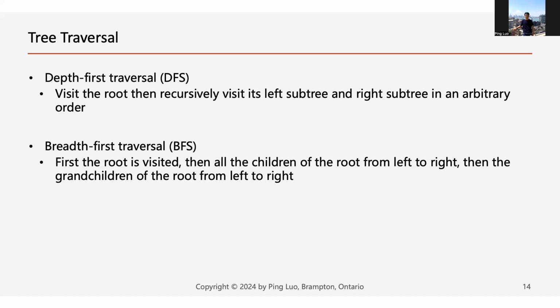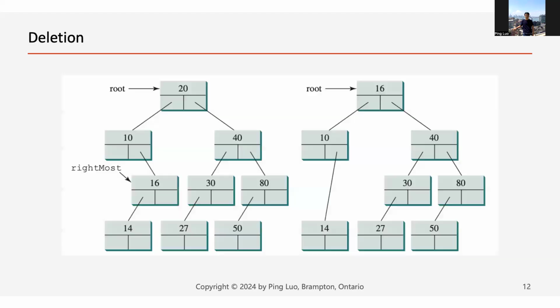BFS visits the root first, and then all the children, like on the same level from the left side to the right side. This kind of traverse usually might need additional links. For example, for this tree, there's no link between these two, right? So it would be a little bit difficult. For example, if I want to traverse these 3 nodes, they are in the same level. I have to go back after this one, and this will be difficult.